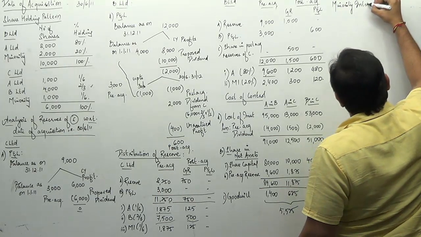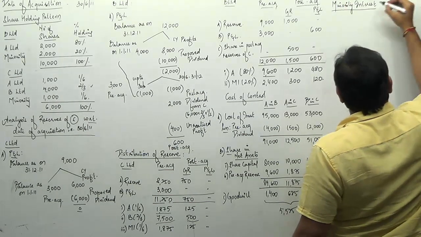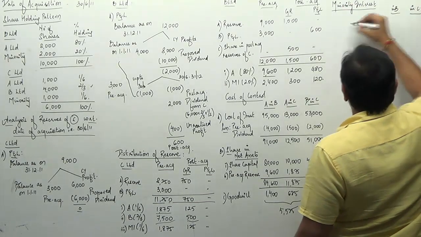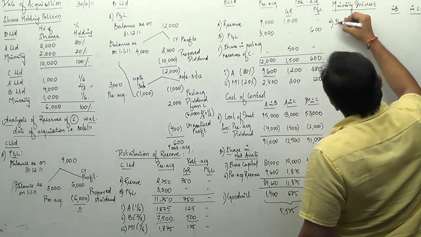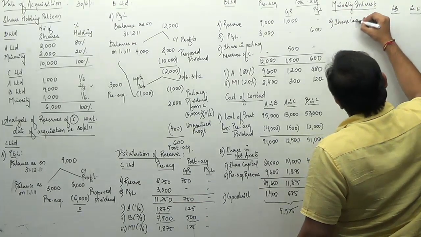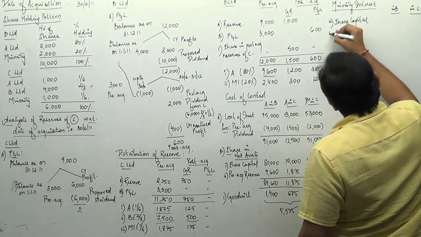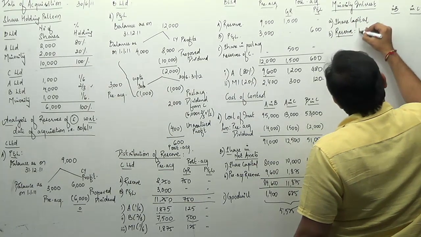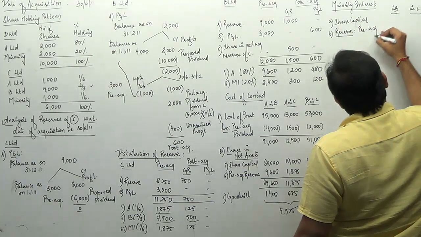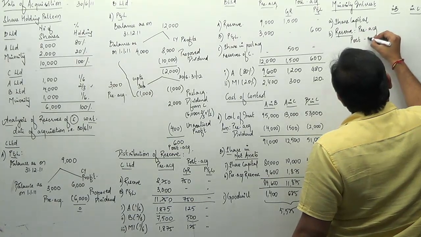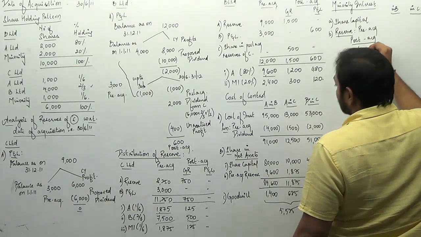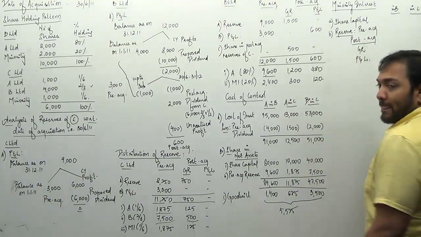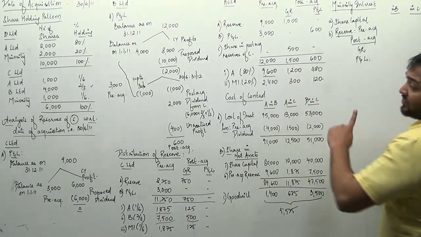Minority interest. I need two minority interests, one in B Limited and one in C Limited. Start with their share in net assets. Share in net assets is given by capital plus reserves: their share in share capital plus their share in reserves. For their share in reserves, we add pre-acquisition reserve as well as post-acquisition reserve. Under post-acquisition reserve, I have two reserves: one is a general reserve and the other one is P&L. Fill up till here first.